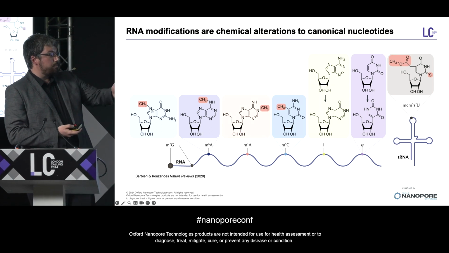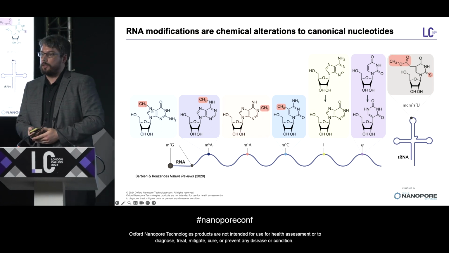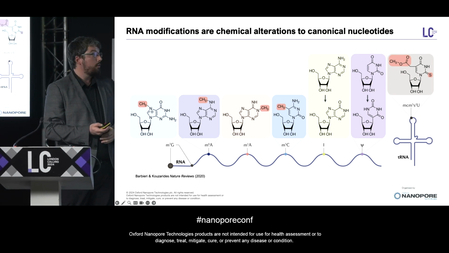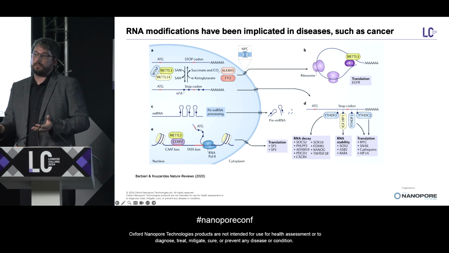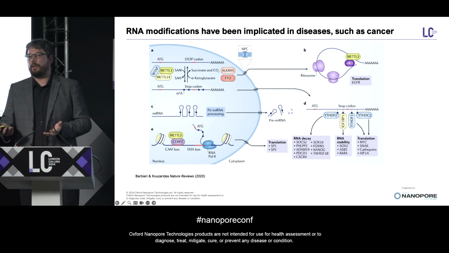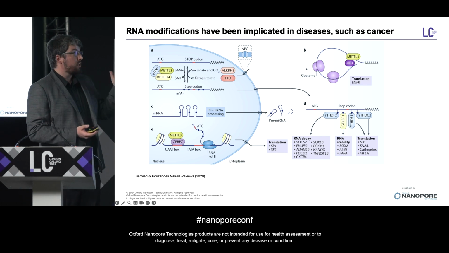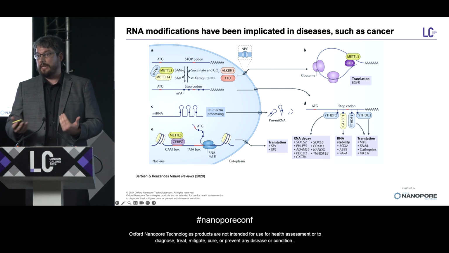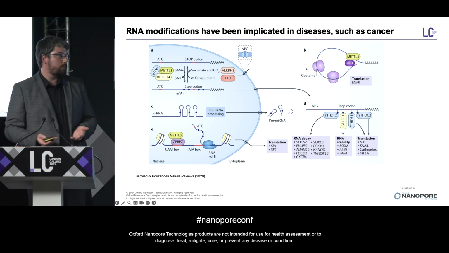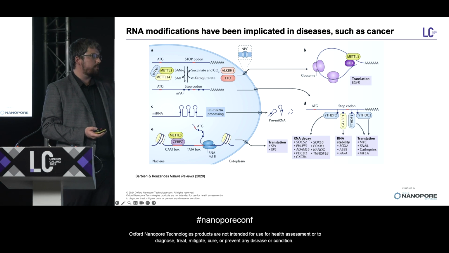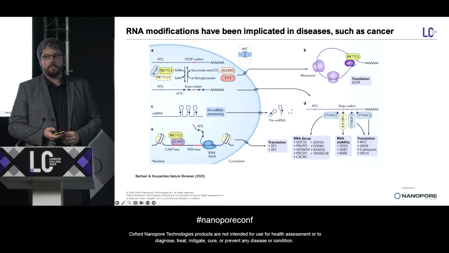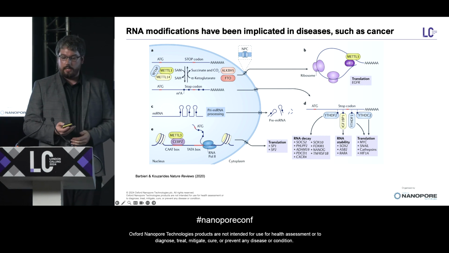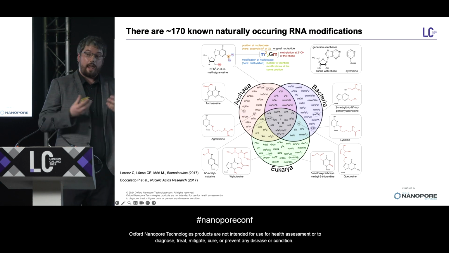And so here's just a few examples of some fairly common ones found in human mRNA, like m6A and inosine and pseudouridine. These RNA modifications are involved in almost every aspect of transcript regulation, and dysregulation of the modification patterns can lead to diseases and has been implicated in diseases such as cancer. They're involved in microRNA processing, translation, transcription, degradation, basically all aspects of the RNA life cycle. And there's a lot of them.